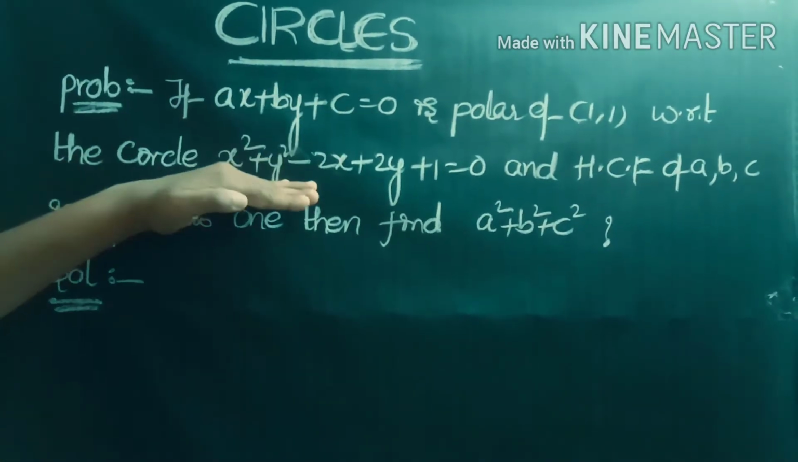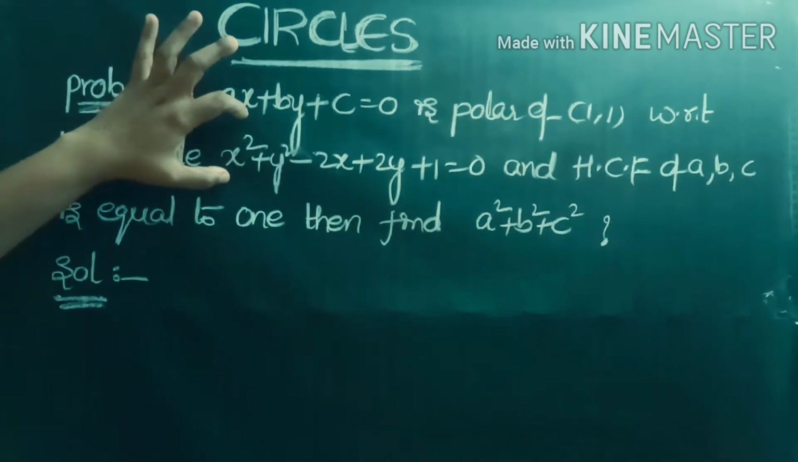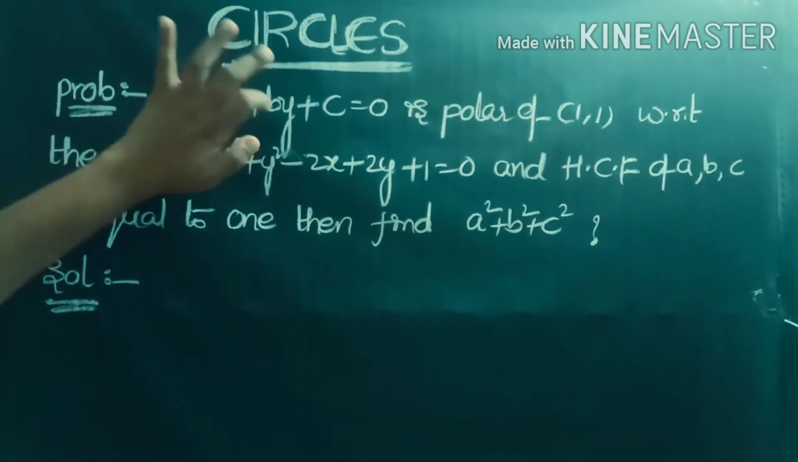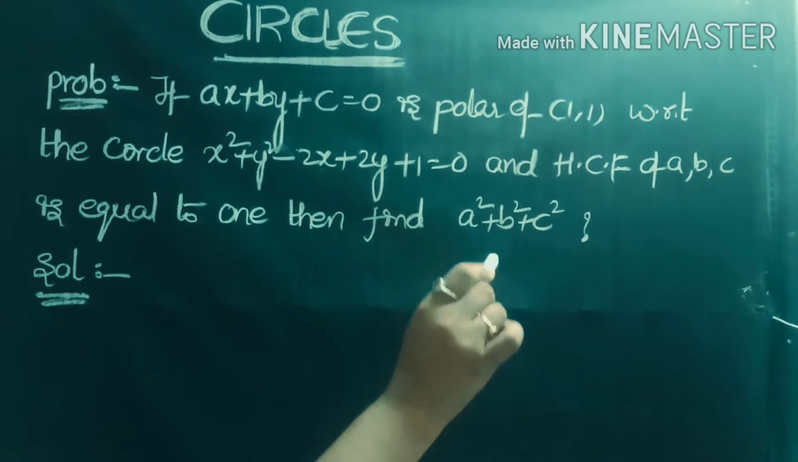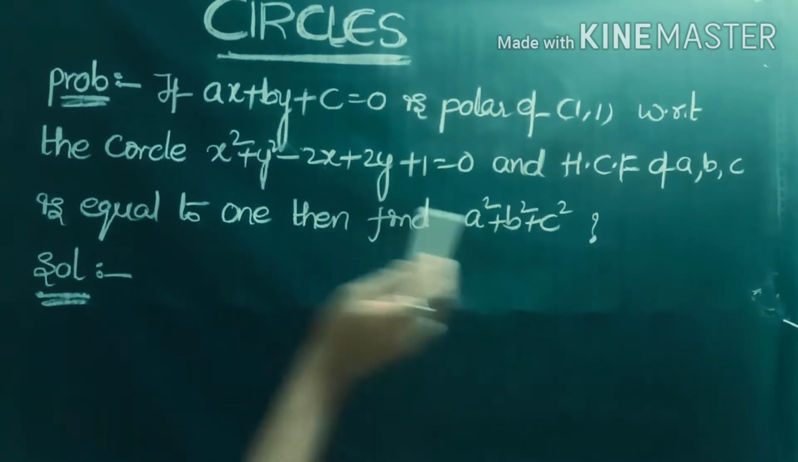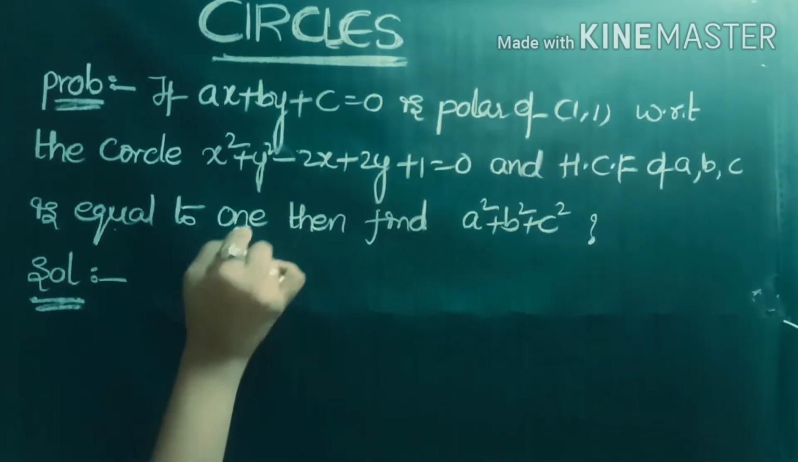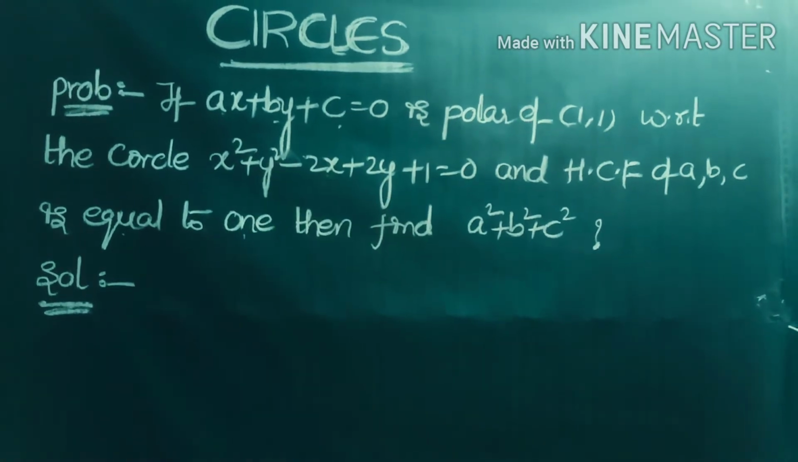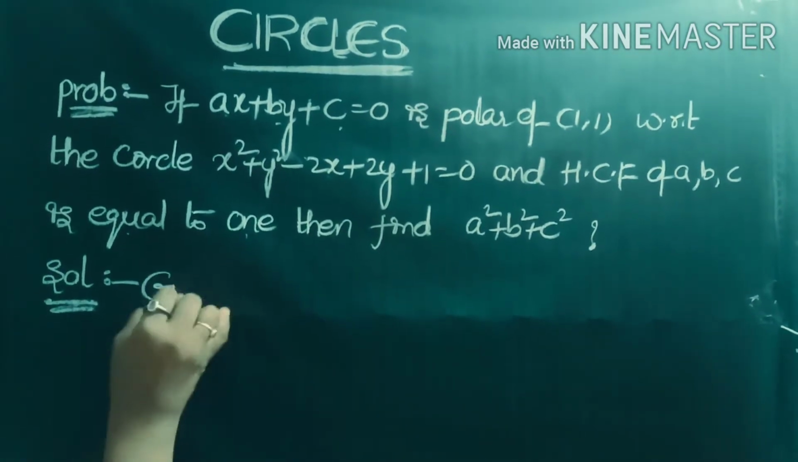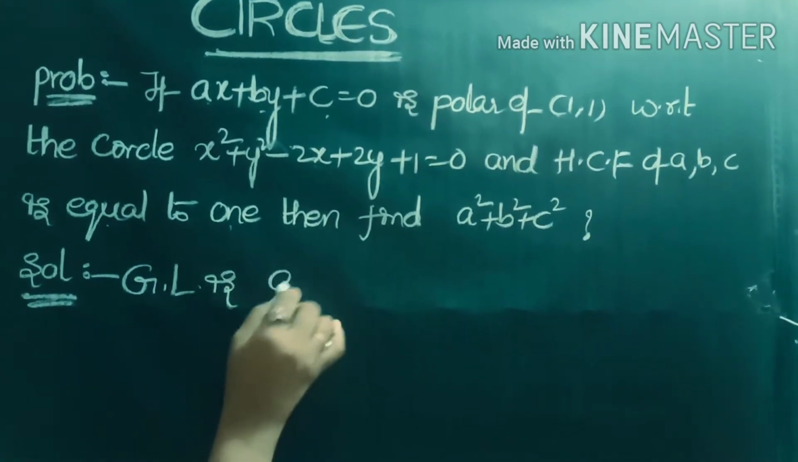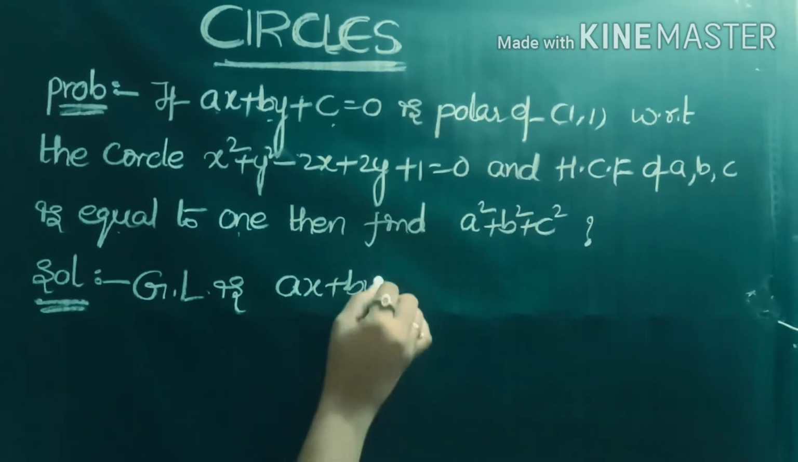First we take the polar equation and compare these two equations to get the values of a, b, c. And one condition is given: the HCF of a, b, c is equal to 1. By using that condition, we can take the values of a, b, c. So first we take the given line. Given line is ax plus by plus c is equal to 0.